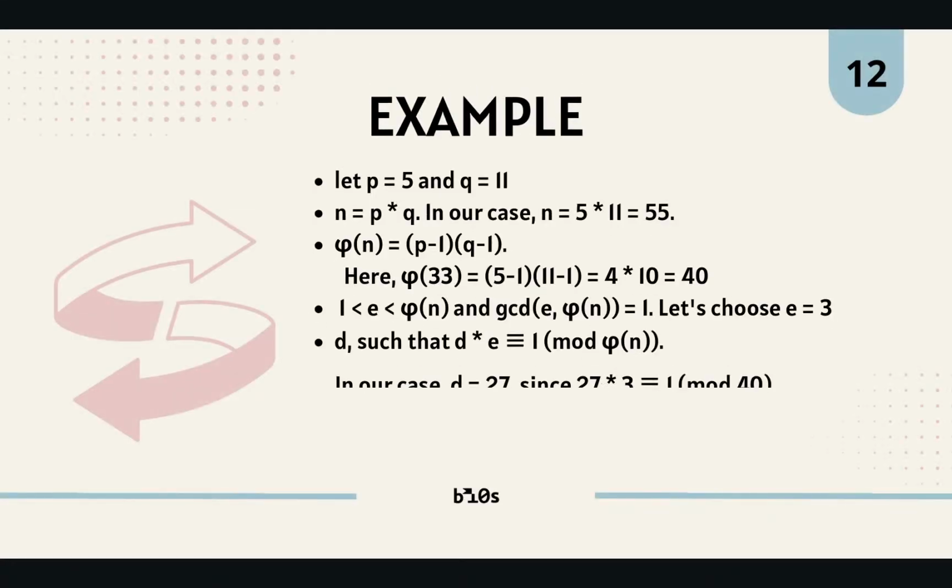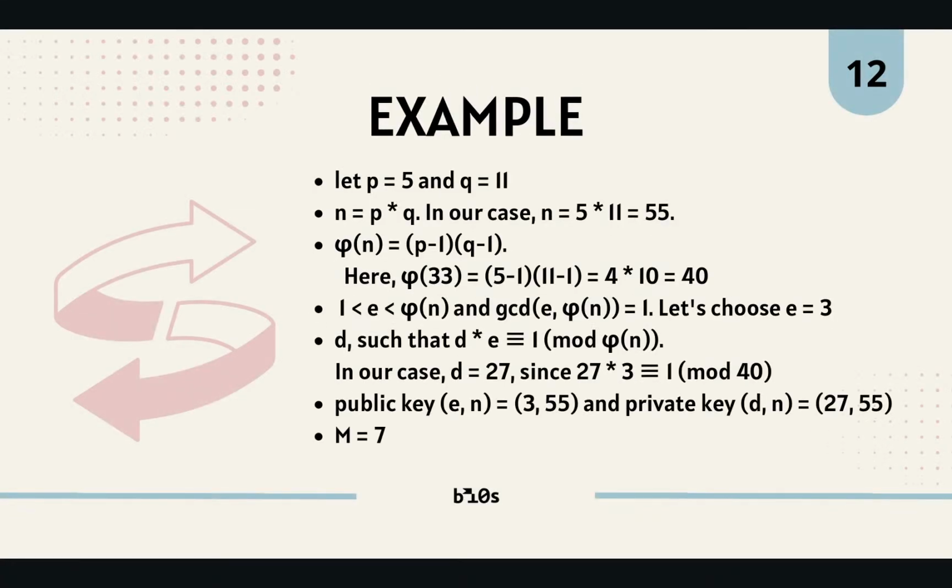All right. Let me explain with a simple example. So for the process of explanation, I will pick very small values of p and q. This is very insecure, but yes, I'm picking the value of p as 5 and q as 11. So let's find the value of n. n is just the product of p and q. So in this case, n would be 5 into 11, which is 55.